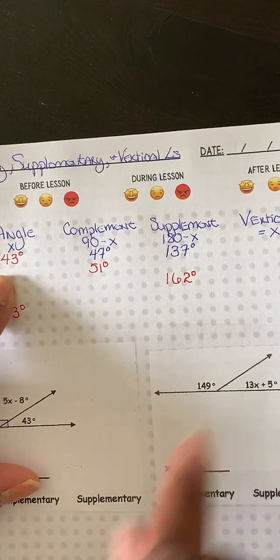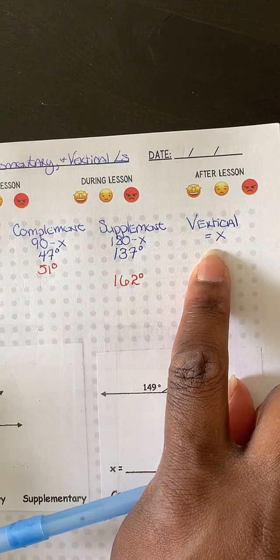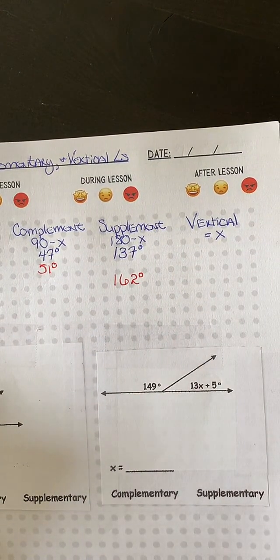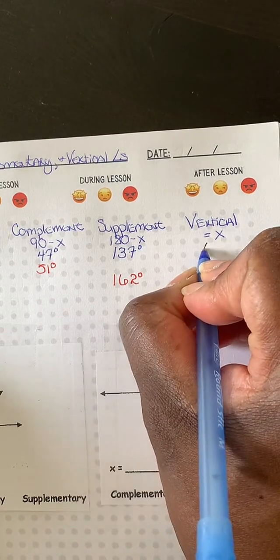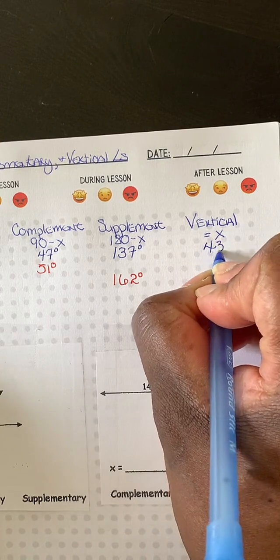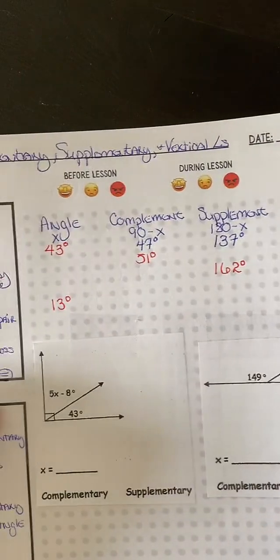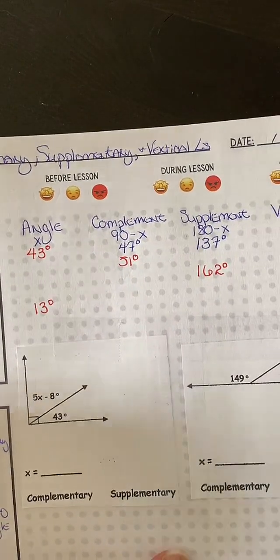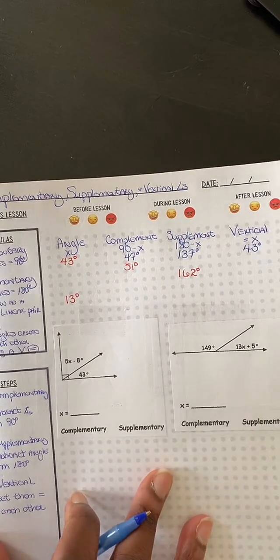Now the last part: we want to get the vertical angle. The vertical angle is going to be exactly the same as the given angle. The given angle was 43, so the vertical angle is also going to be 43 degrees. If you understand those concepts, you'll be able to get it so much quicker. Trust and believe.